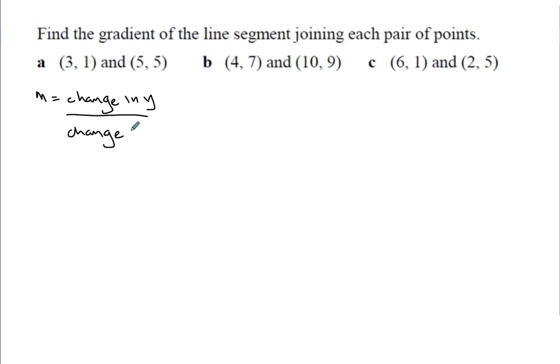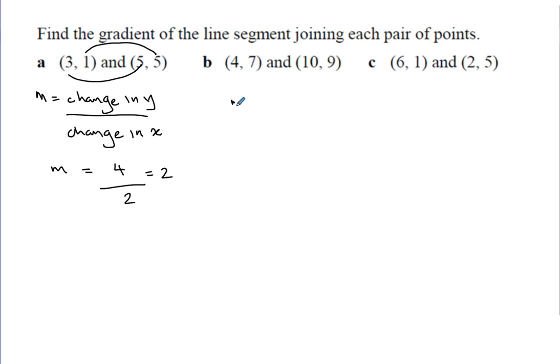Okay? And you know these are your x coordinates and these are your y coordinates. So the difference between 1 and 5, what is the change when it goes from 1 to 5, which is 4, divided by your change in x, so from 3 to 5 is 2, so your gradient is 2. Yeah? So you didn't really need a line drawn for that.